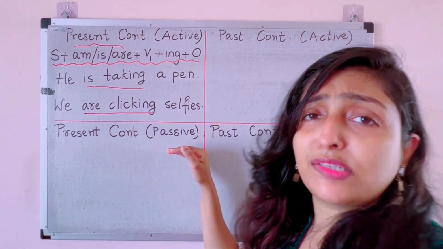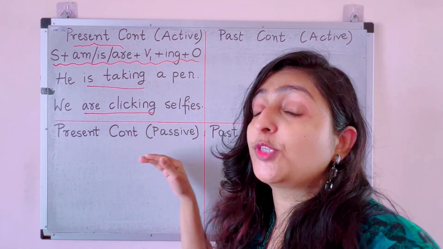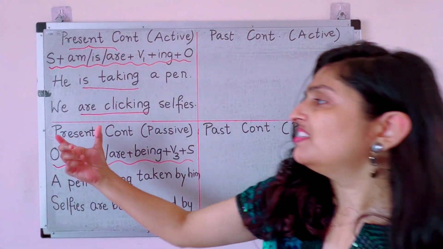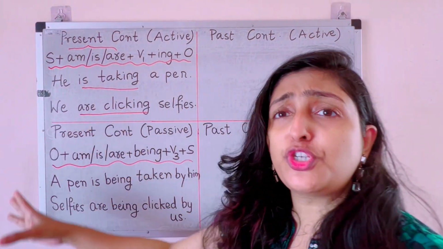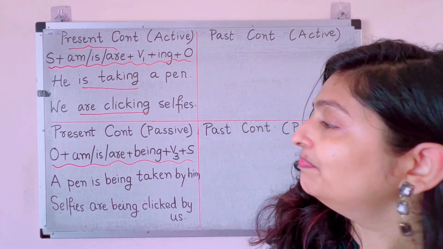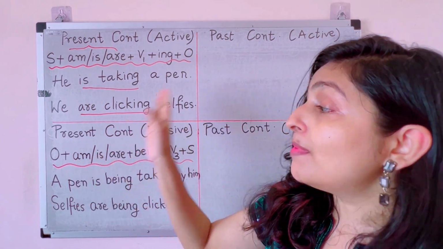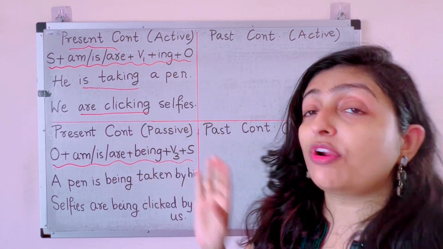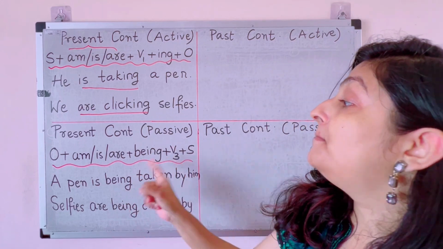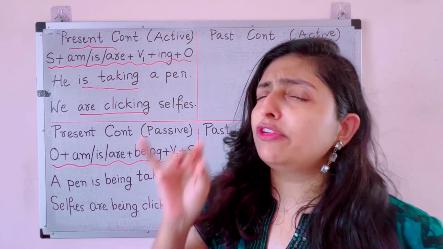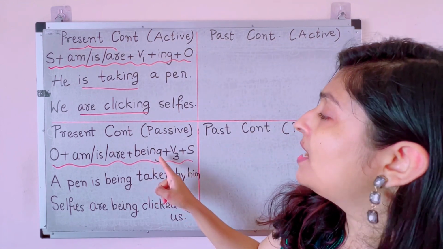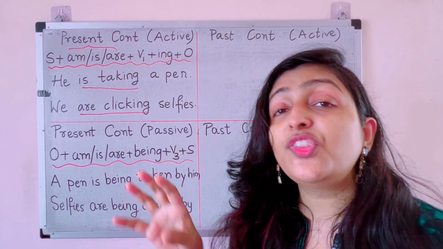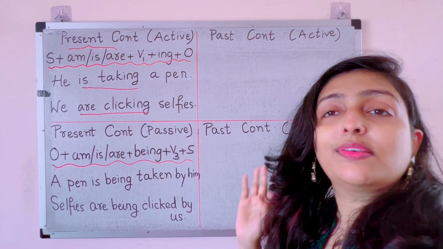Moving on to the passive voice of present progressive tense. Present continuous in passive voice. The formula is object comes first as usual, plus am or is or are, plus being. If it is continuous, then there should be an ing. Being plus V3 plus subject.